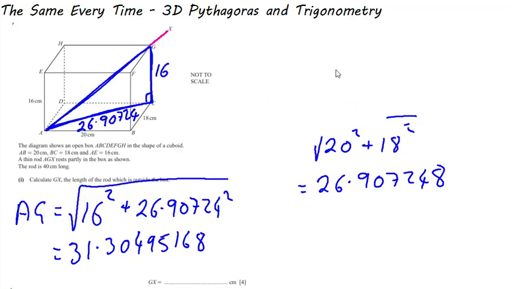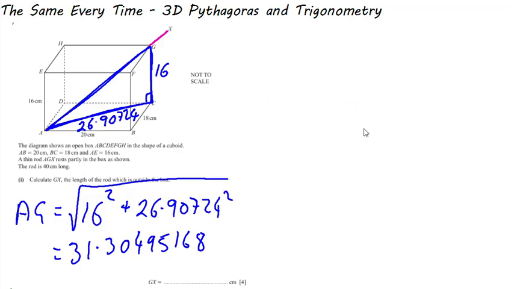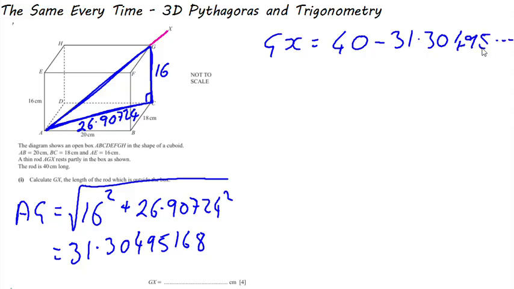But reading the question, that's not what they wanted, is it? They wanted the length from G to X, so it's going to be the entire 40 centimeters of this thin metal rod, minus the answer that we just had, so 31.30495, a few dots there.